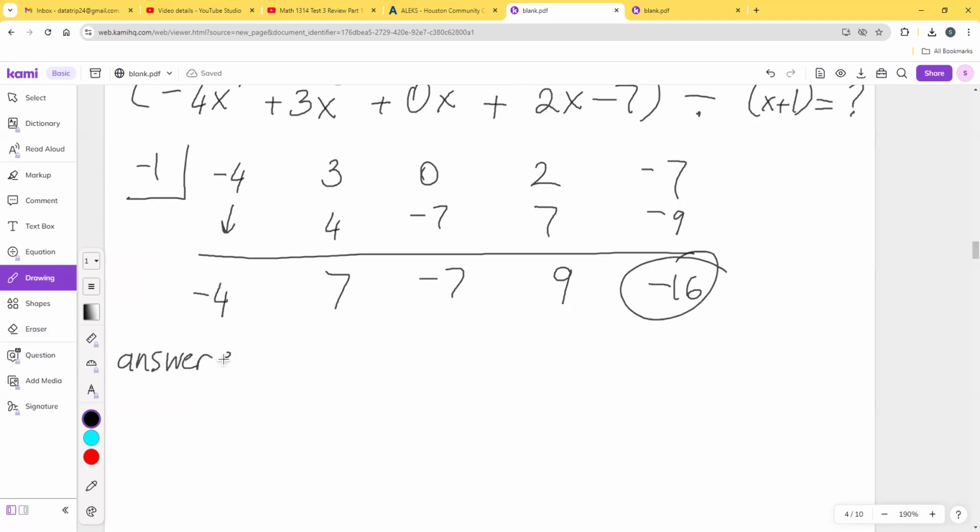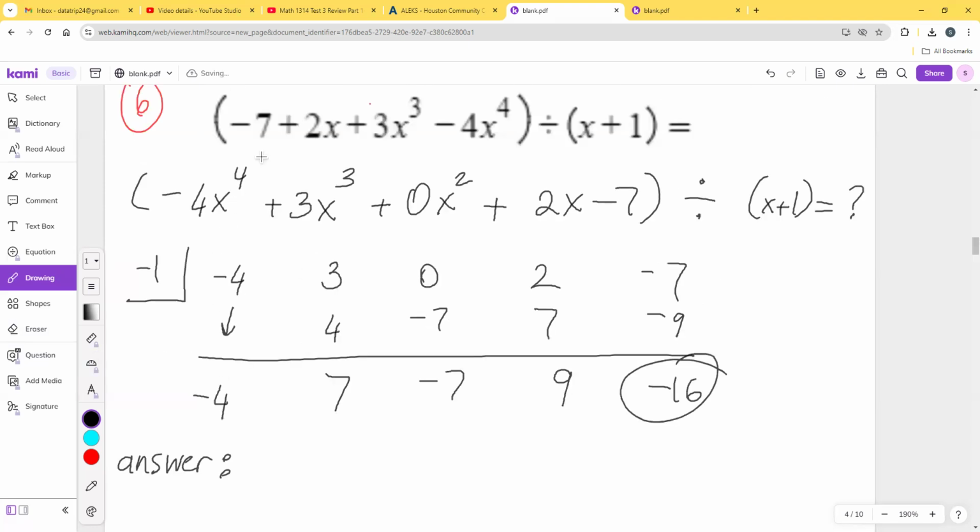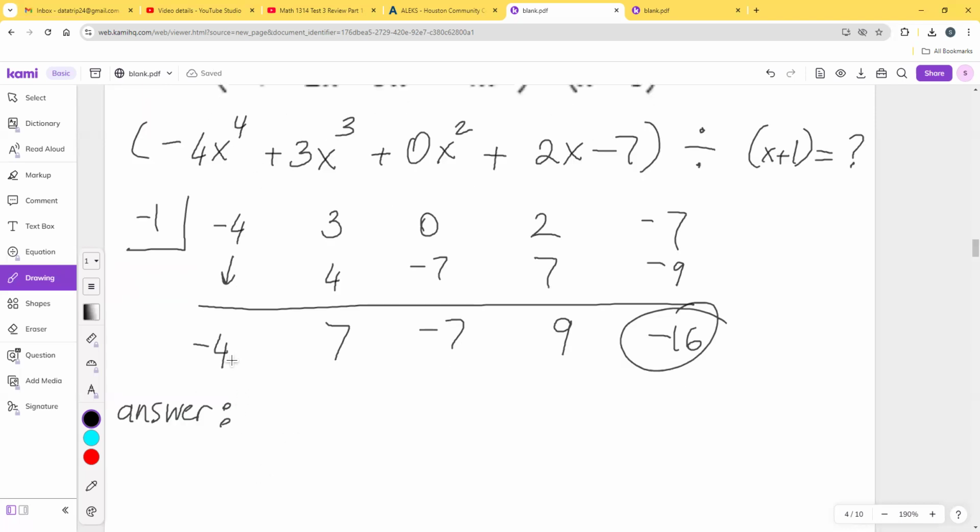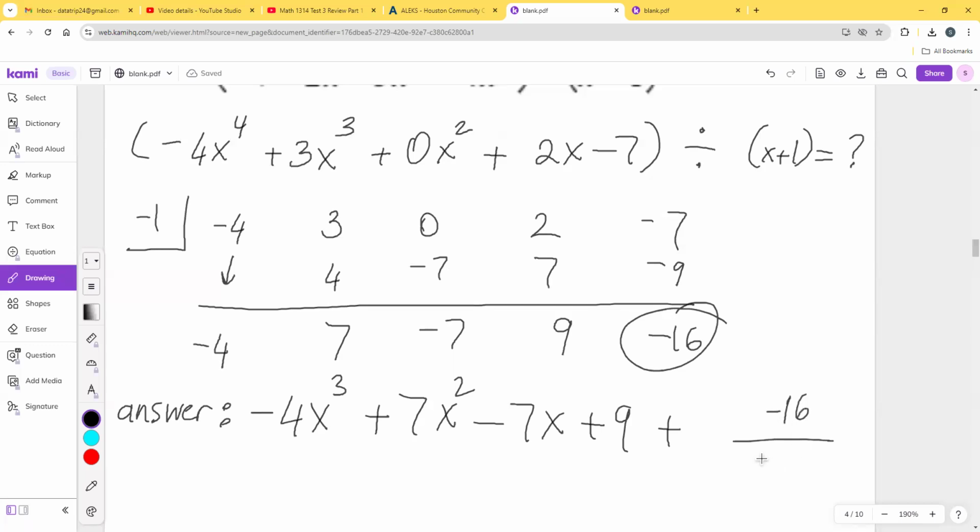The answer we will have to write is, okay, if the question has 4th power, the answer will have 3rd. So what am I going to write? -4x cubed plus, nope, what's the number? 7x squared, next, minus 7x plus 9 plus -16 at the top and x plus 1 at the bottom. So this is how we express the remainder. We put the remainder with a plus sign, but the number goes at the top and x plus 1 at the bottom.